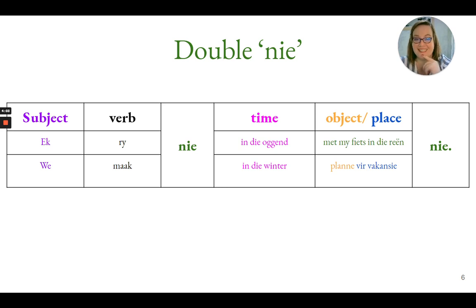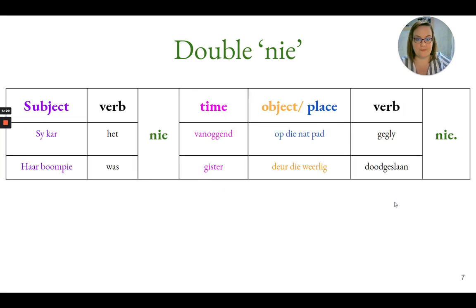Wow, this is a great slide. Ons maak nie in die winter planne vir vakansie nie. We don't make plans for holiday in the winter. Okay, so maak is the verb. You add the nie after the verb and at the end of the sentence. That's it. That's the idea. There's nothing special about this double nie, actually.